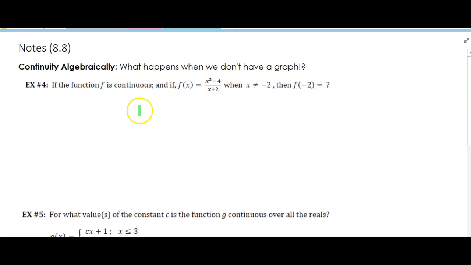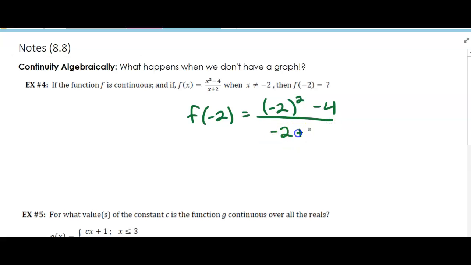It says if the function f is continuous, and if f of x is like this function here, what is f of negative 2? All right, and so you might think, well, hey, normally when we're trying to evaluate just the function value, we're going to plug negative 2 in. So when I do f of negative 2, you get negative 2 squared minus 4 over negative 2 plus 2. And when I evaluate the numerator and the denominator, I end up getting 0 over 0.